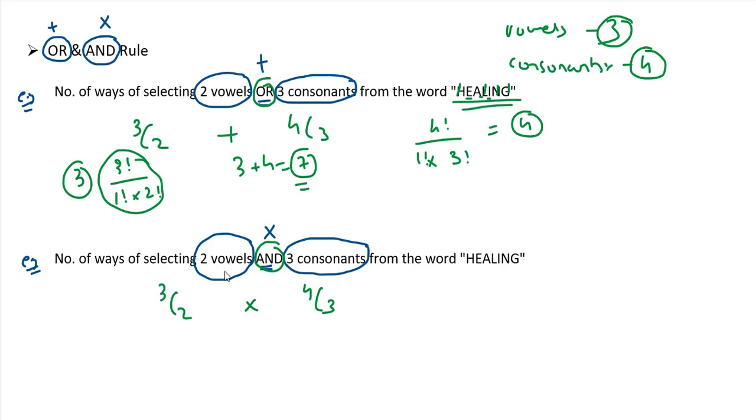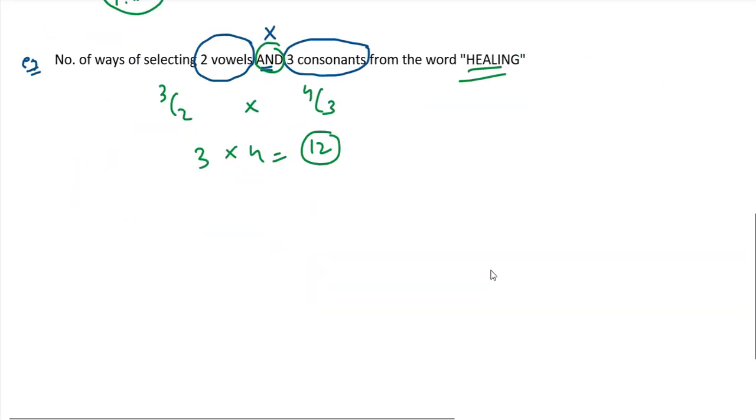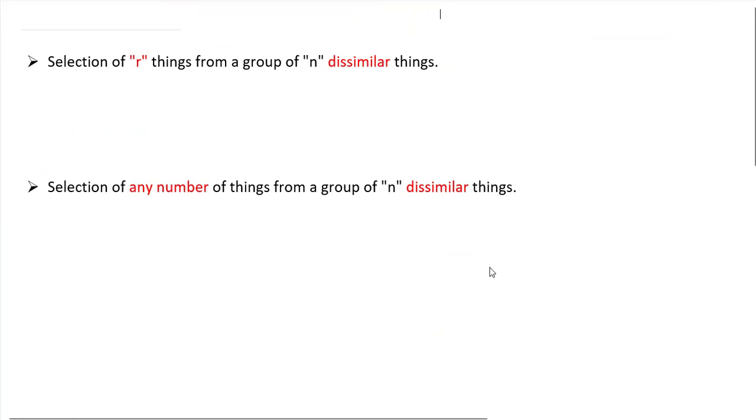Then the total number of ways for selecting 2 vowels and 3 consonants. So we'll have to multiply these values. So it will be 3 into 4, which will be 12 ways. So there are 12 ways in which you can select 2 vowels and 3 consonants from this word healing. Let us now see how to apply these formulas of permutation and combination under different situations.